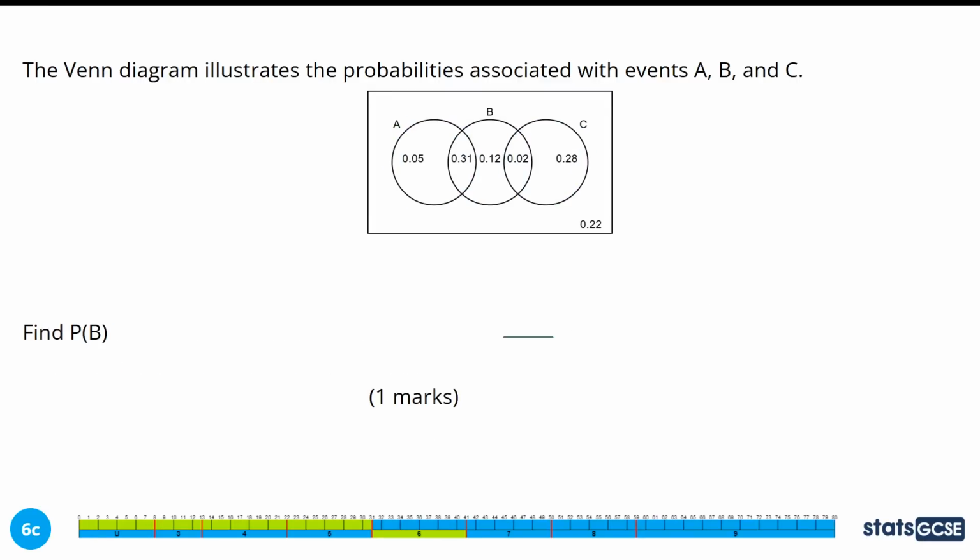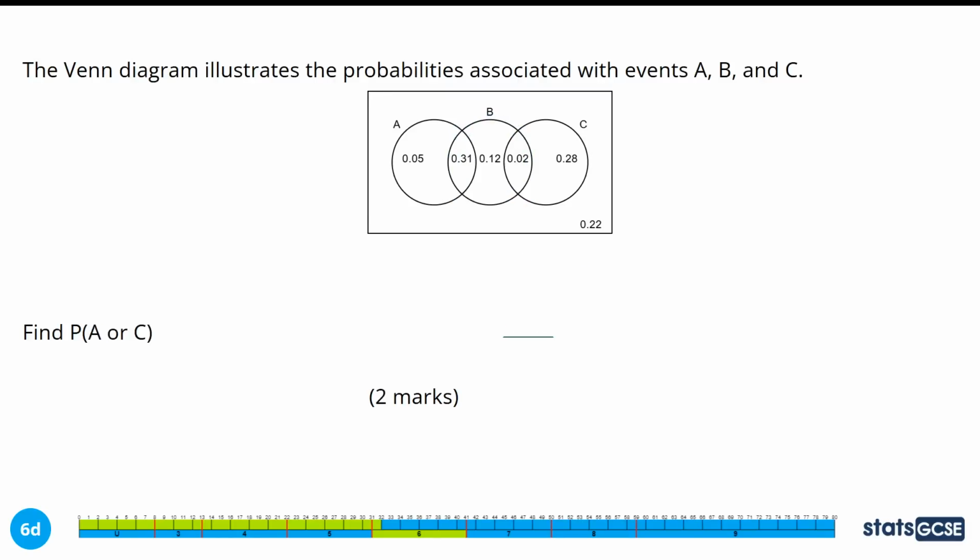Find the probability of B. To find the probability of B, we just need to add up all of the probabilities in B. So we're going to add 0.31, 0.12 plus the 0.02, and that's going to equal 0.45.